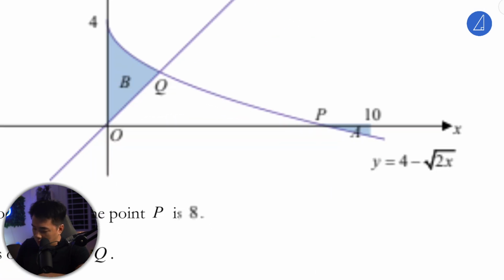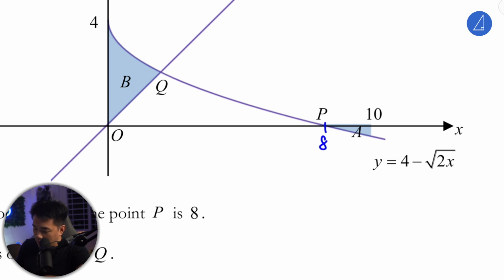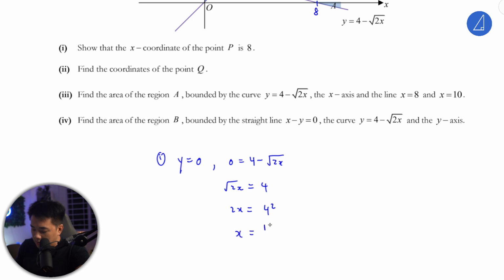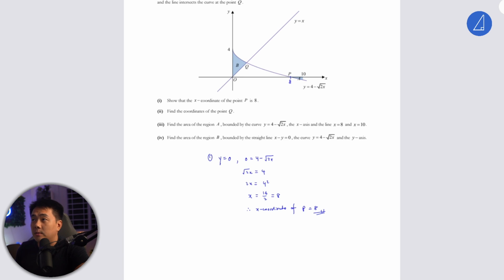I think there's not an issue. You show that this is 8, right? What you need to do is basically let y be 0. So in this case, we know 0 equals 4 minus root 2x. So root 2x equals 4. So 2x equals 4 squared, which is 16, and x equals 16 over 2, which is actually 8. I think the first part should be quite okay.